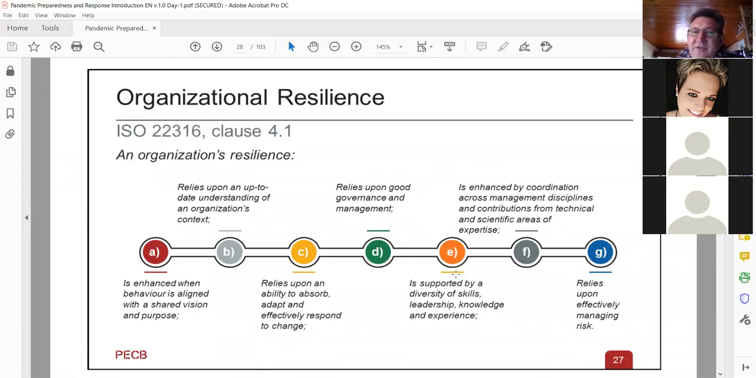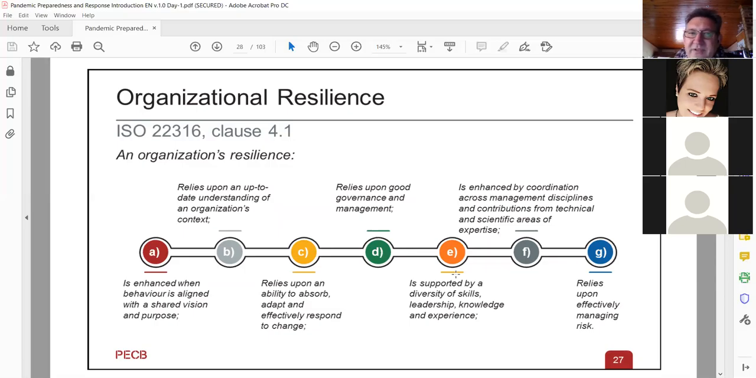Definitely not. So if you're looking at an organization's resilience, I'm going to go through from A to G. Firstly, A, it is enhanced when behavior is aligned with a shared vision and purpose. So this is where we need to be looking at, although the companies were closed, do we have a shared vision and purpose there?